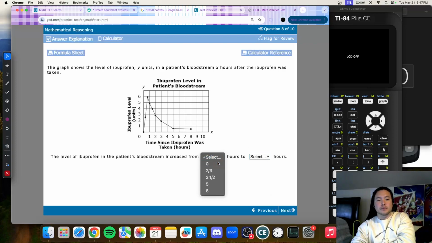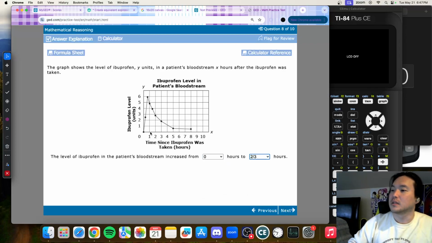Absolutely, 0 and 2/3, right? It starts falling before the first hour is over. So it's definitely 0 and 2/3. It immediately starts going up, and then it stops going up at about 40 minutes, it looks like.